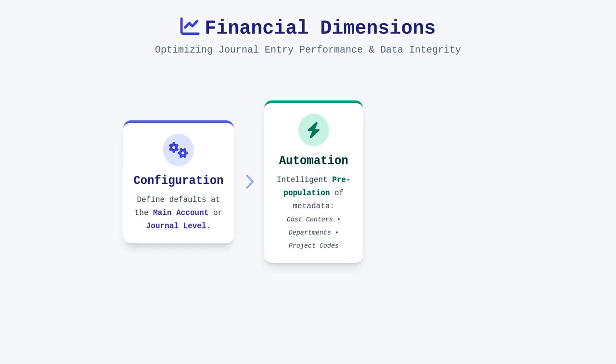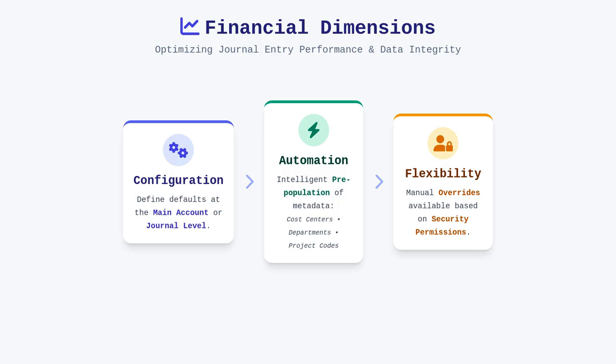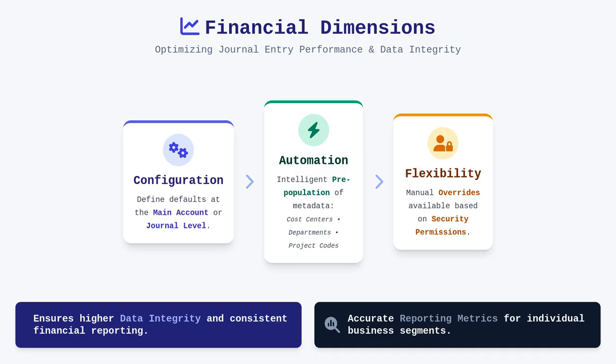When you establish these defaults, the system intelligently pre-populates these fields, improving data integrity and ensuring that financial reports remain consistent. If an override is required for a specific transaction, the system permits manual adjustment on the line, provided the user has the appropriate security permissions. This balance between automation and flexibility is essential for maintaining accurate reporting metrics that reflect the true financial position of the individual segments within your enterprise.